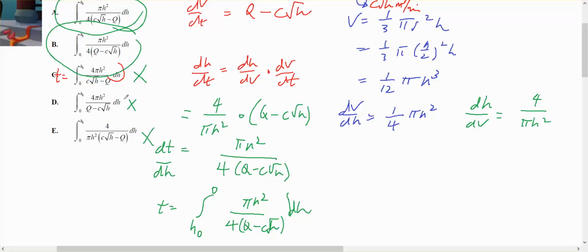Now, they both go from 0 to H0. However, this goes from H0 to 0. So if I'm going to change from H0 to 0, I need to put a negative, or turn that to positive and turn that to negative, which is what's happened in A. So A is the right answer, because for c root h minus q, that was my negative that turned my terminals around and go from 0 to H0. So A is the right answer.